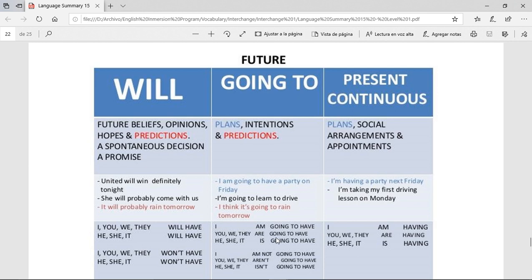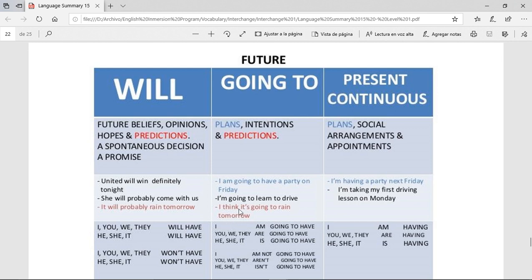And as always, remember that you use the pronoun, then the verb be, and then going to, okay? I am going to have, you're going to have, she is going to have, we are going to have, etc. Or I am not going to have, you aren't, we aren't, they aren't going to have, or she isn't, he isn't, he is not, they are not, etc. Okay?